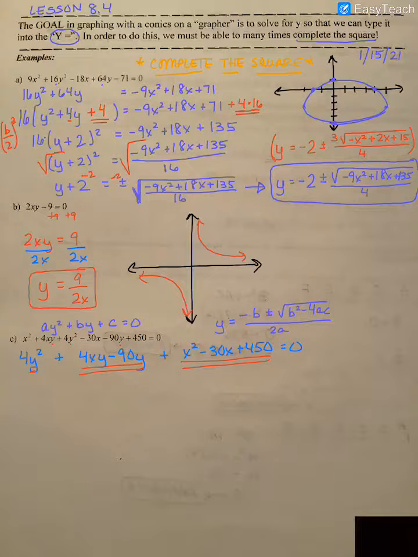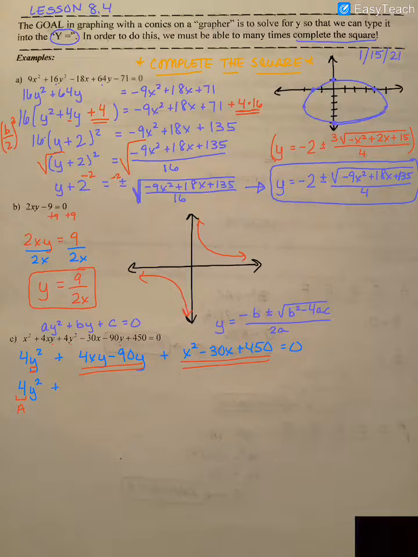In order to use the quadratic formula, remember that we have to be able to identify our a, b, and c values. So in terms of 4y squared, I think you can already identify that a is the coefficient of the squared term, so my a value is going to be 4.